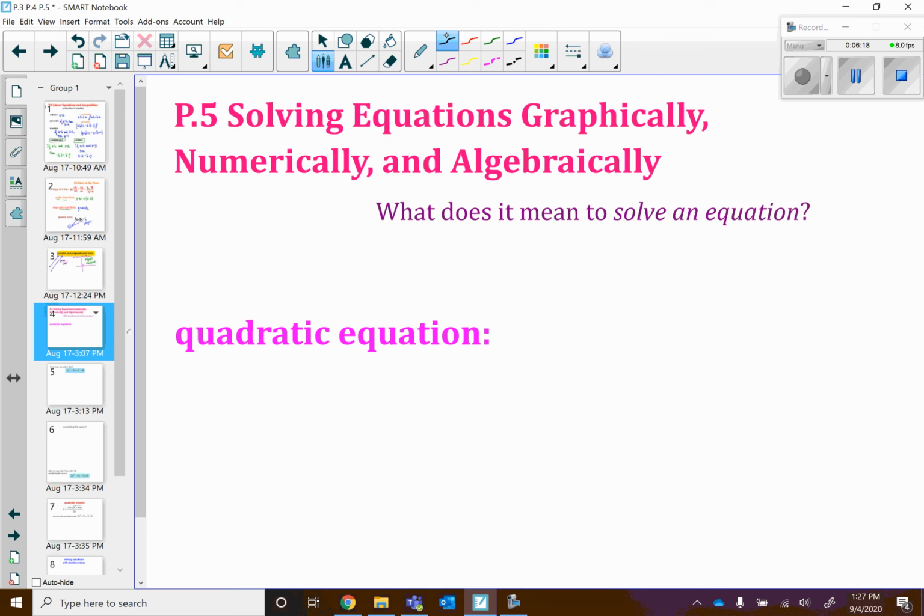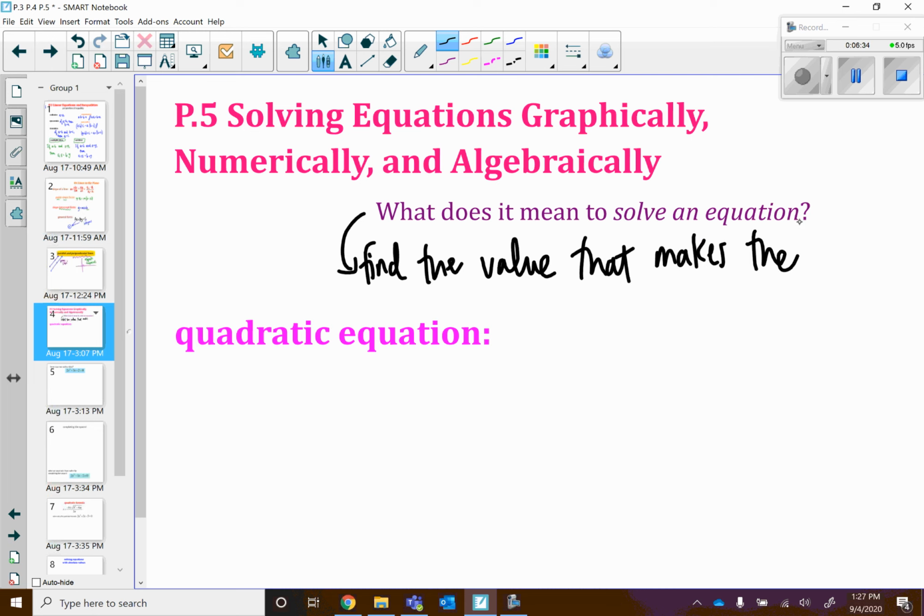To solve an equation means to find a solution, or find the value that makes the equation true. So a really simple example: if I have x plus 1 equals 4, the solution would be x is equal to 3. If I plug in 3 here, I make that equation true.